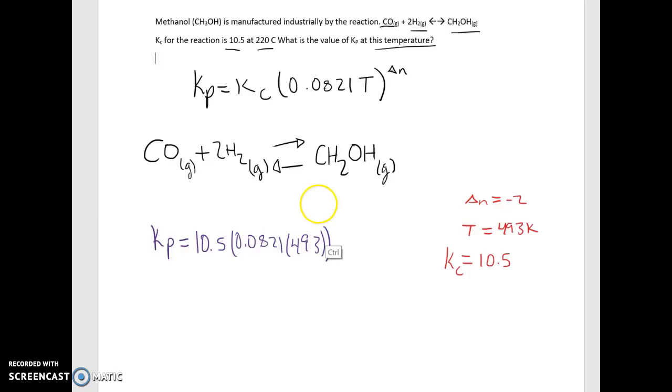to the -2 power. And then we plug that into our calculator and it gives us 6.41 times 10 to the -3.